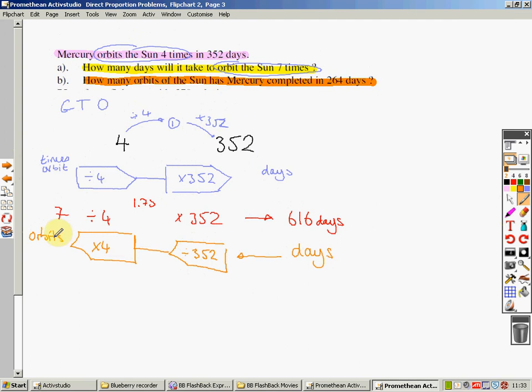So I can now feed in that information. I've been told 264 days, so 264, I'm going to divide it by 352. That's quite nice, isn't it? I think you'll see the pattern of numbers there.